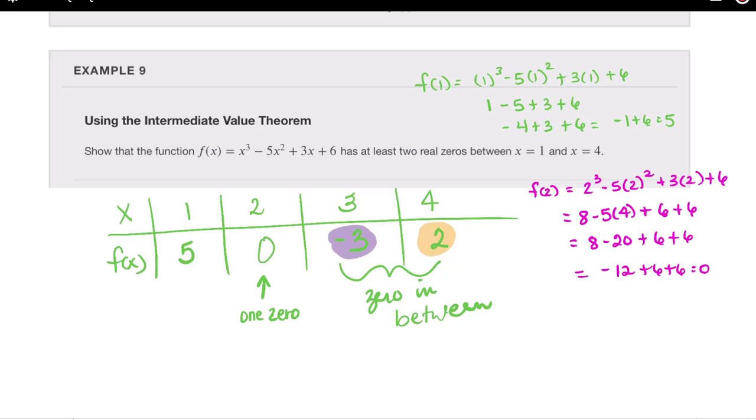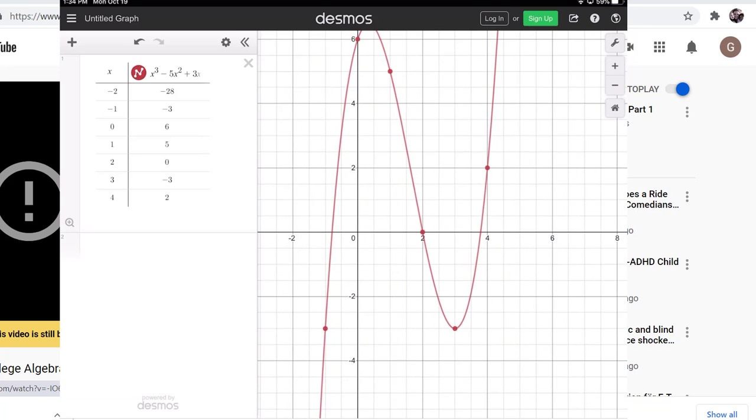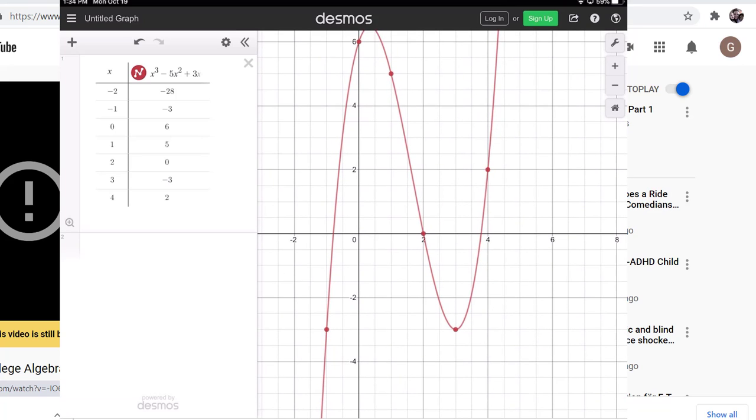Now we can look here at the graph, and if you look between 1, which is right here, and 4, there are 2 zeros. There's one here, and there's one right there. So 2 zeros. So that's just illustrating what the intermediate value theorem did for us.